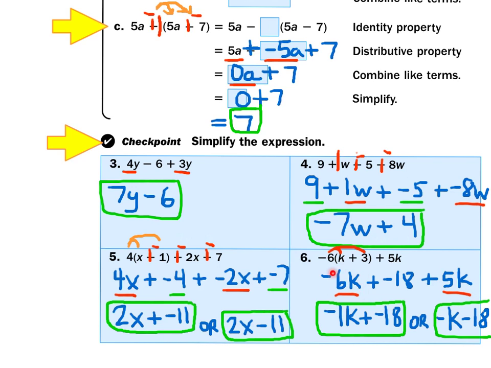And then I match them up. Negative 6k matches 5k. So add them together. That gives me negative 1k plus negative 18. Or I can write it as negative k minus 18. And notice how that 1 in front became invisible. That happens sometimes.